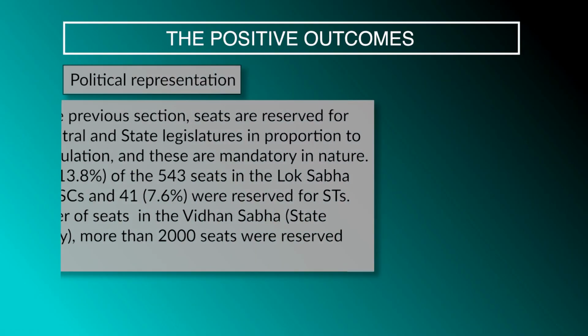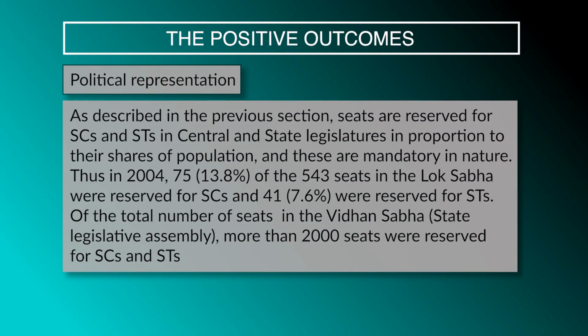As described in the previous sections, seats are reserved for scheduled castes and scheduled tribes in central and state legislatures in proportion to their shares in the population, and these are mandatory in nature. Thus, in 2004, 75 of the 543 seats in the Lok Sabha were reserved for the scheduled castes and 41 were reserved for scheduled tribes. Of the total number of seats in the Vidhan Sabha, more than 2,000 seats were reserved for scheduled castes and scheduled tribes, and that is an impressive achievement.